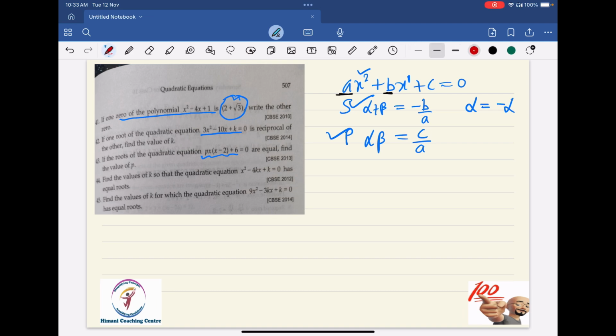Again, the next question is asking us to find the value of k so that the quadratic equation x square minus 4kx plus k equals 0 has equal roots. Again, for equal roots, b square minus 4ac is equal to 0. So let us write the quadratic equation.